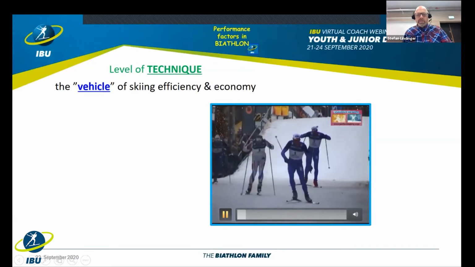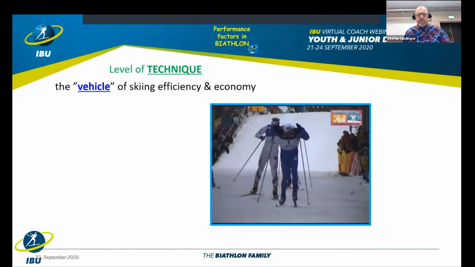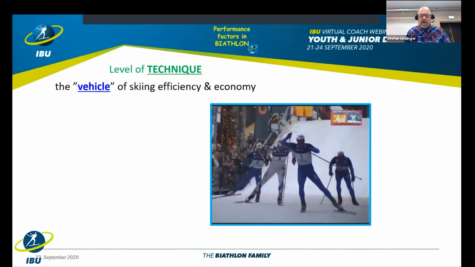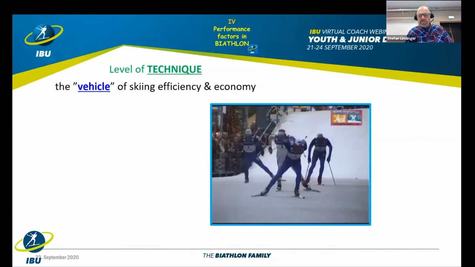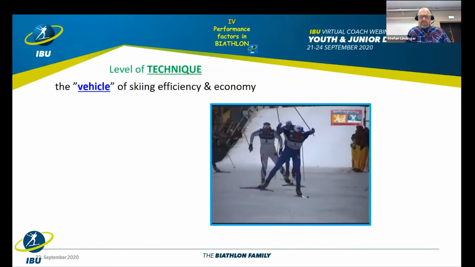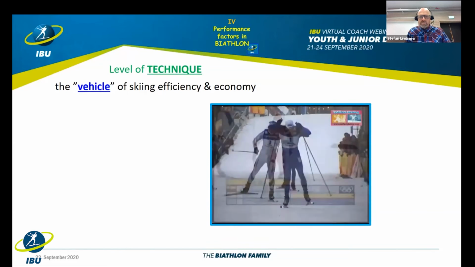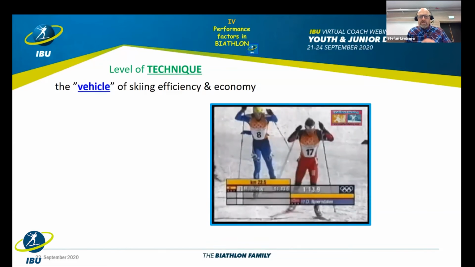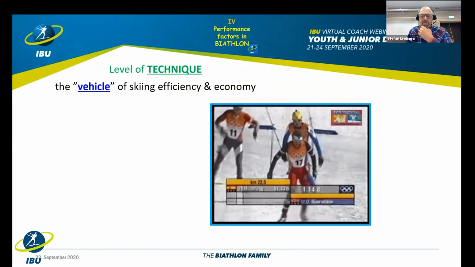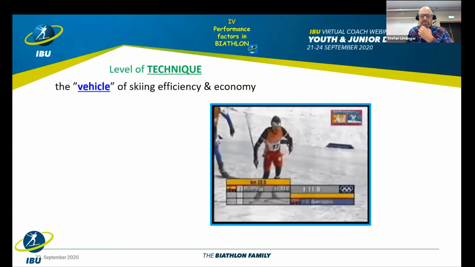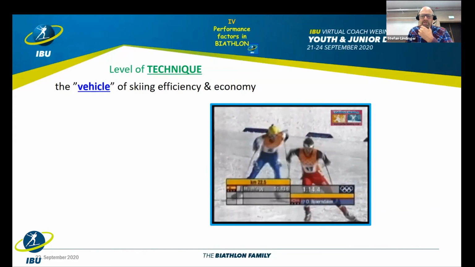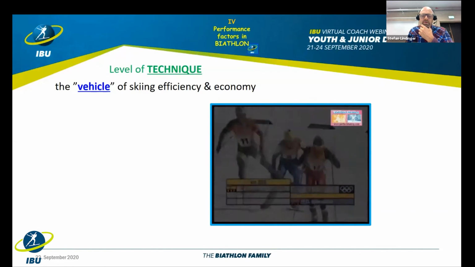This is a sprint in Bern in Switzerland. Fantastic movements here with his arm swing, one of the best arm swingers in the circus. And Fredriksen behind him can hardly follow with a V2 skate. This is Björndalen in Salt Lake, very old video, but elegant, rhythmic, economic, and efficient. As also Thomas Alsgaard was. He was one of the best in that technique of all times.